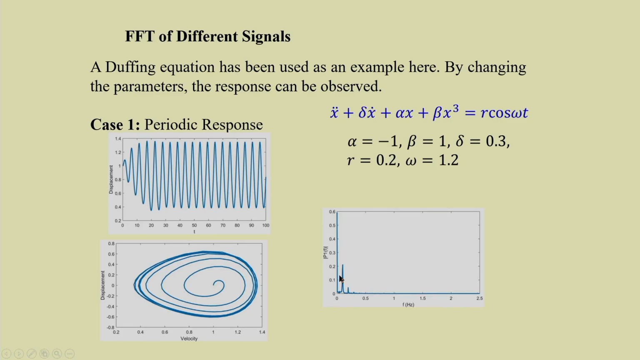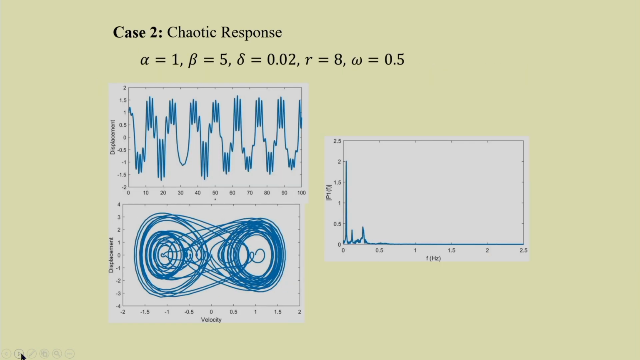So, let us take some response. This is a periodic response. You can see a high peak at that particular frequency. You can simulate this to see it. For a periodic response you are getting a single peak, and with some noise you may get some additional small peaks. For a chaotic response you just see you have a band of frequencies, a continuous band of frequency.